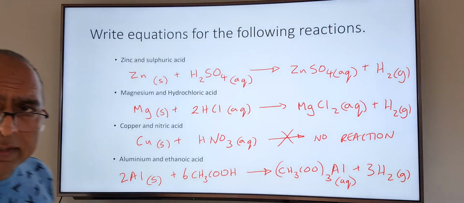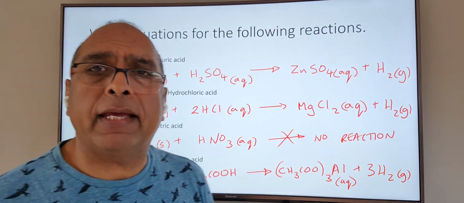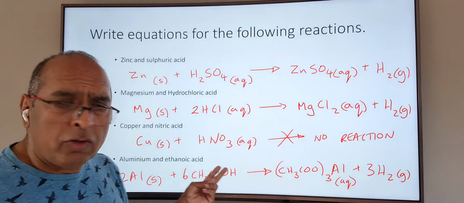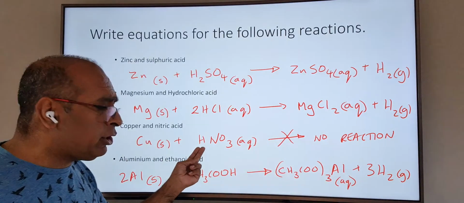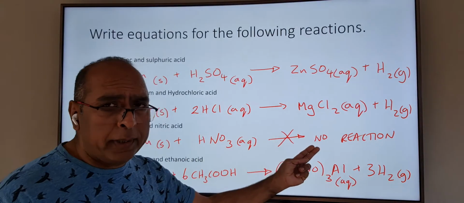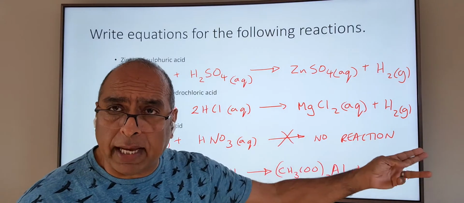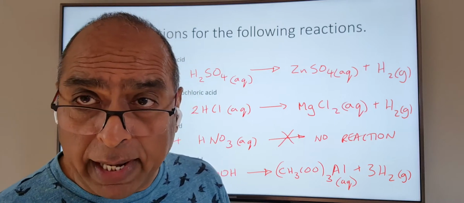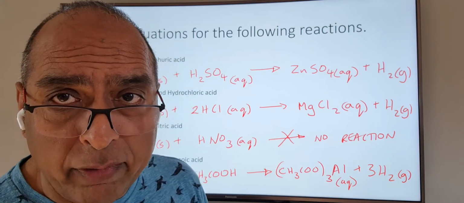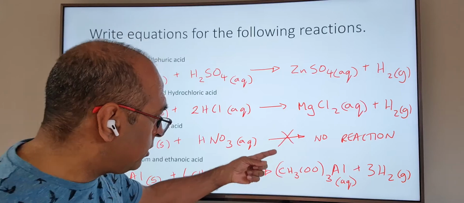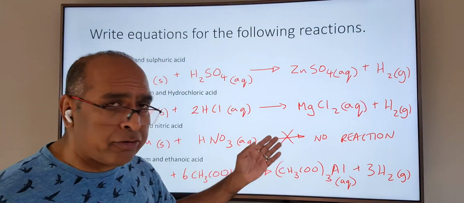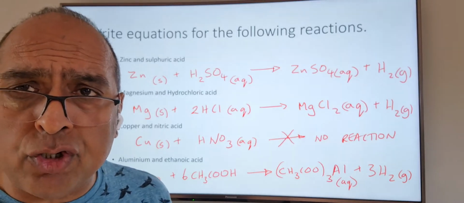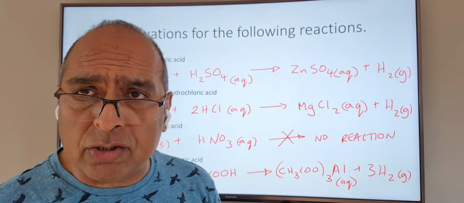Now, whenever I set this to my classes, they get this one wrong because they tend to say, oh yeah, sir, the copper is going to push out the hydrogen. We're going to get copper nitrate and hydrogen gas. And of course, that is what would happen if there was a reaction. But copper does not react. And when things don't react, I show it by putting a cross through the arrow and writing no reaction, to make it clear that there is no reaction because copper is not reactive enough.